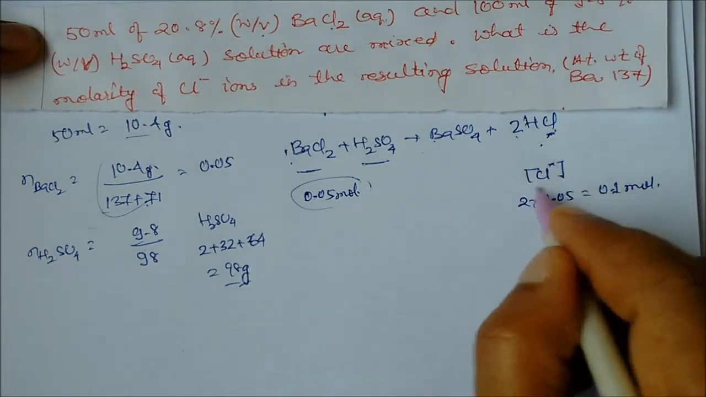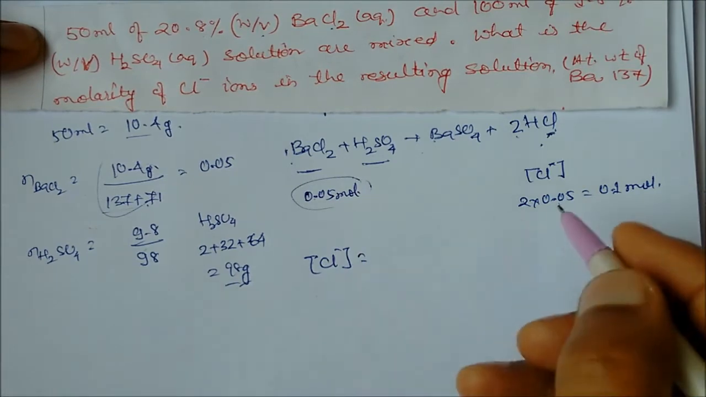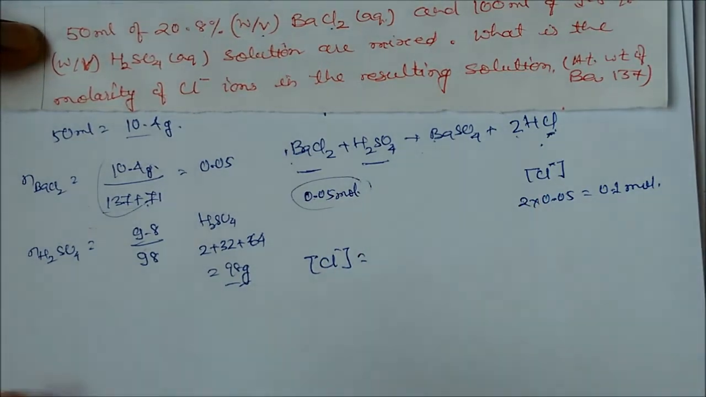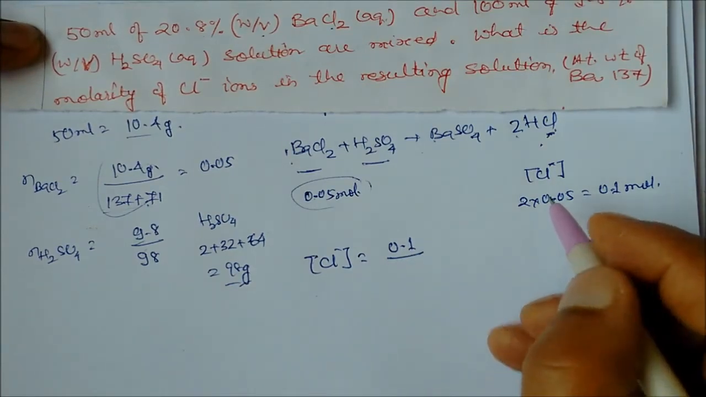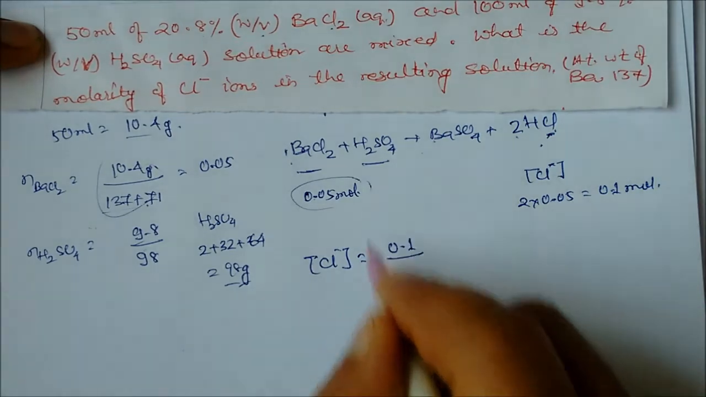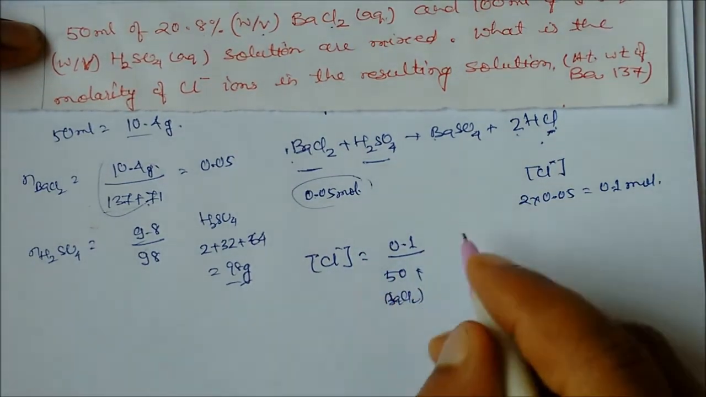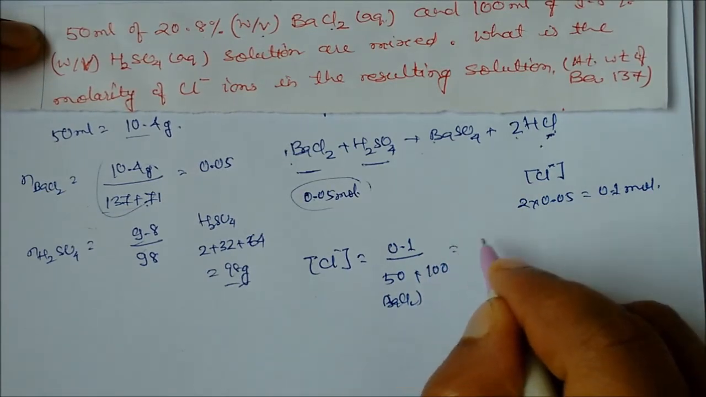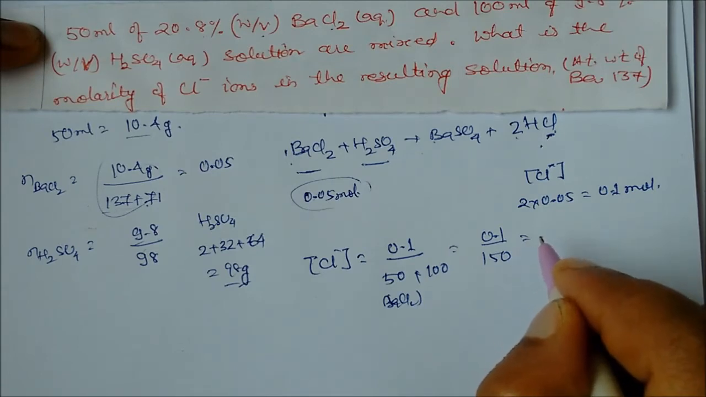Now we are asking what is the concentration of Cl. So concentration means moles by volume. So moles of Cl is 0.1 mole, and what is the volume? So we have taken how much? This is volume 50 for BaCl2, and for H2SO4 we have taken how much? 100. So this becomes 0.1 by 150. So this will be your answer.